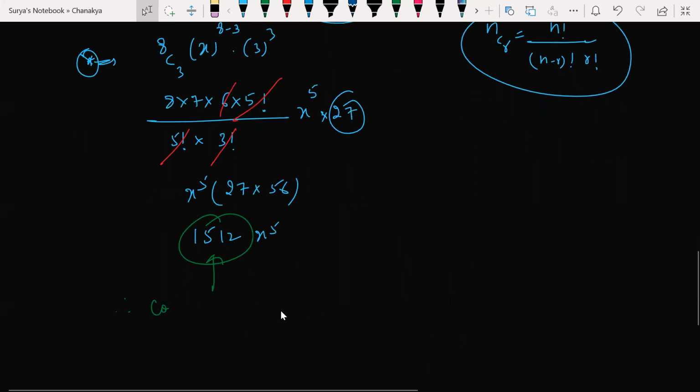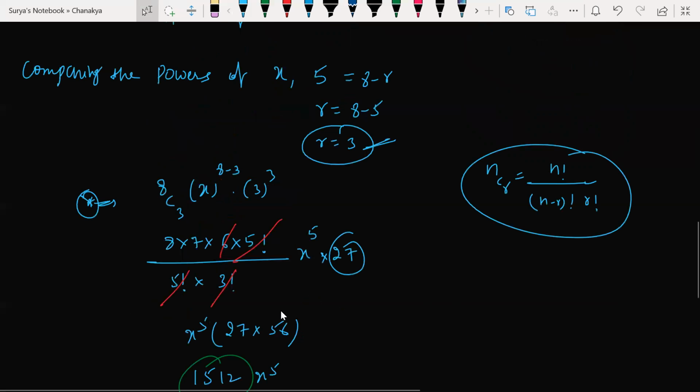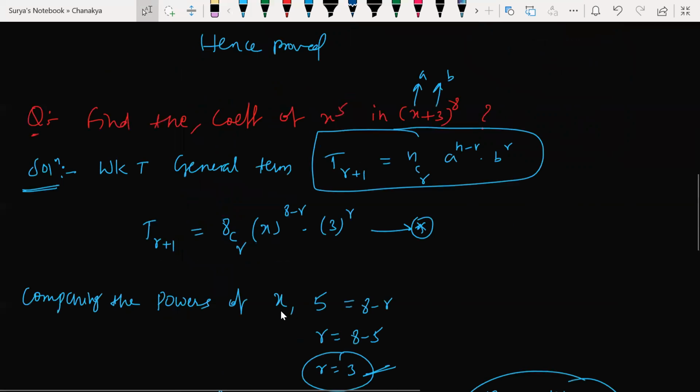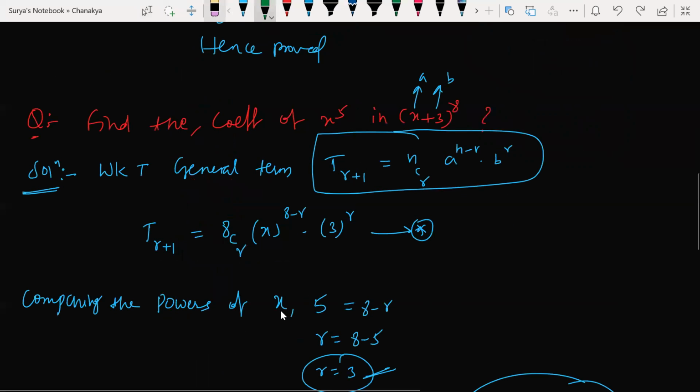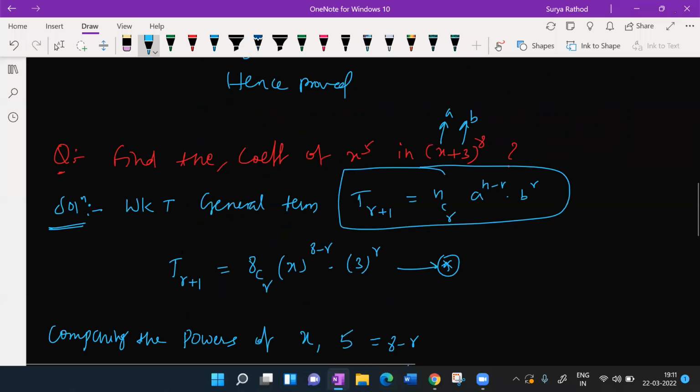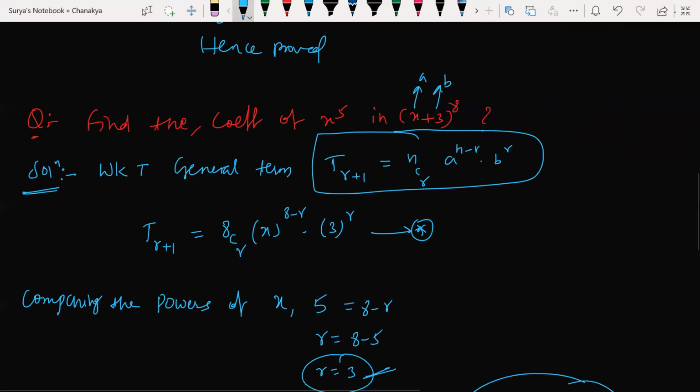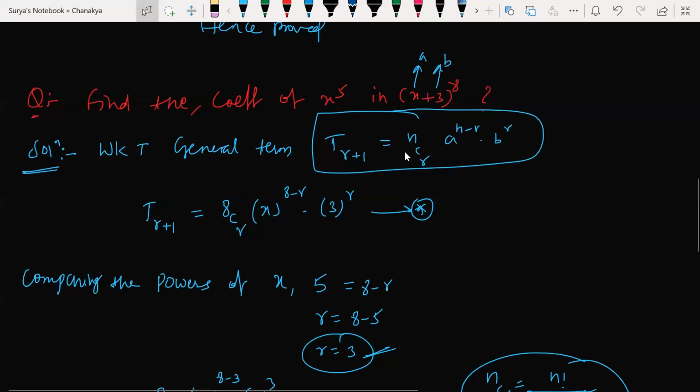Therefore, this is my answer. Clear? Any doubts? Guys, any doubts? So first of all, wherever you get a question related to x to the power of 5, what do you do basically? Using the general term formula, correct?